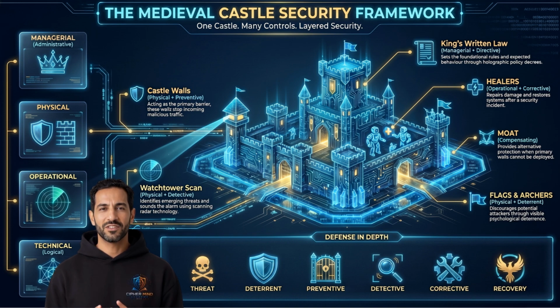The watchtower is physical and detective. Its purpose is to identify threats and sound the alarm. The healers inside the courtyard are operational and corrective. They repair damage after something gets through. The King's written law is managerial and directive. It establishes rules and expected behavior. The moat is compensating. It's an alternative layer when another defensive layer isn't available.